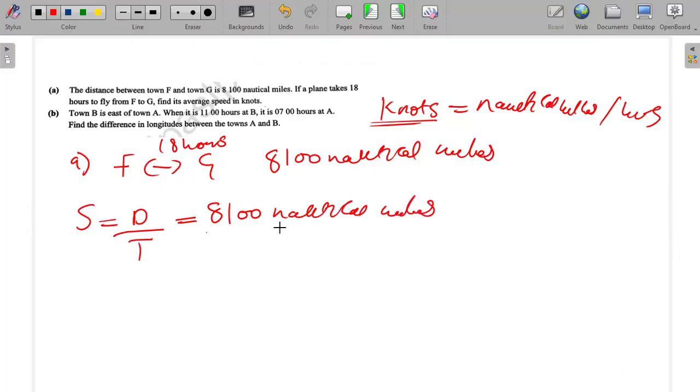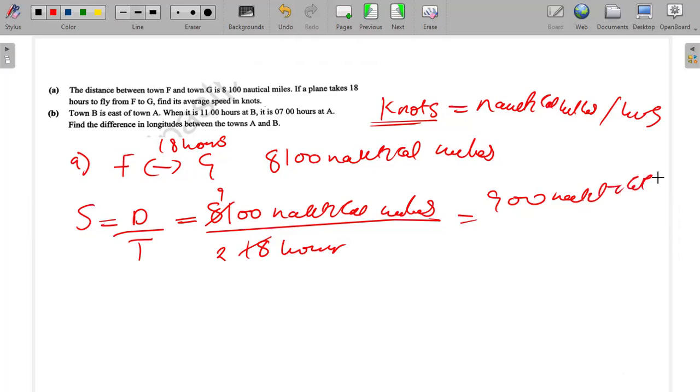Okay, divided by the time that we've been given, we've been told it's 18 hours. So still the same thing. We simplify, we are dividing there, not having a calculator. We know that 9 can enter 2 times into 18, right? Then 9 can enter into 81 how many times? 9 times 9 is 81. So it means that you're having 900 nautical miles divided by 2 hours, isn't it? That's what we're having, right?